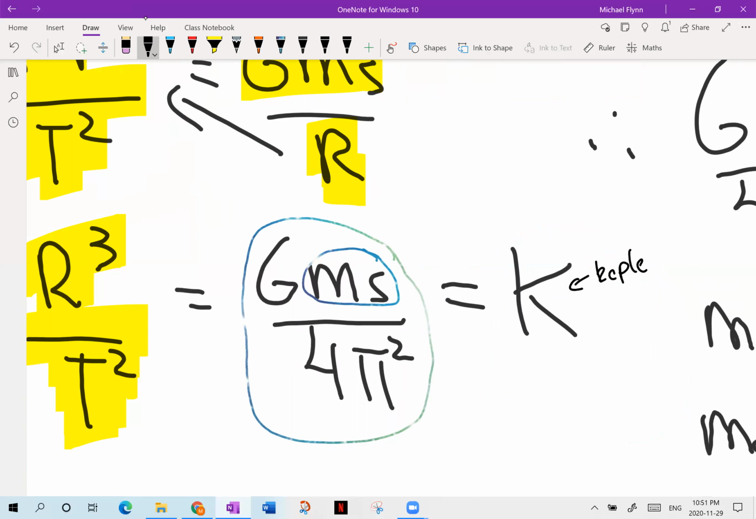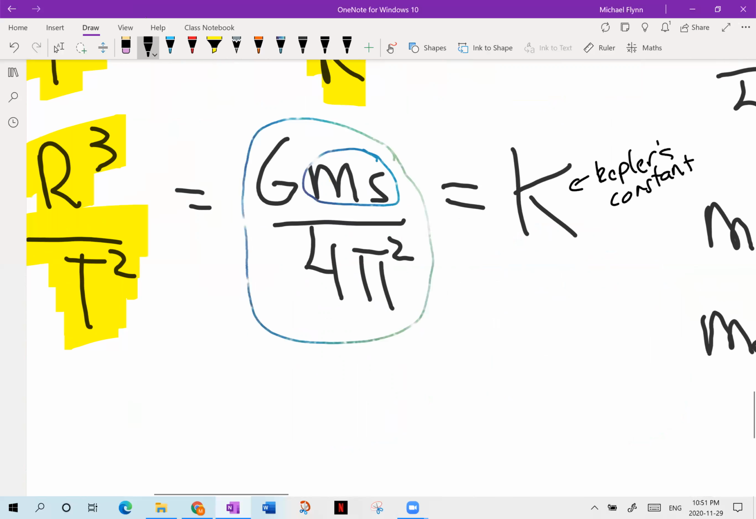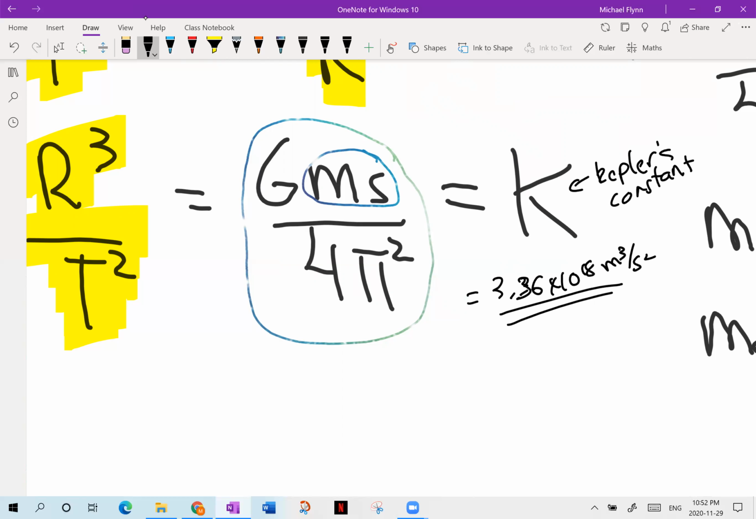We know that Kepler's constant was determined empirically to be 3.36 times 10 to the 18 meters cubed per second squared. Well, you see, because we know these other values, guess what? We can find the mass of the sun. And that's what you can do.